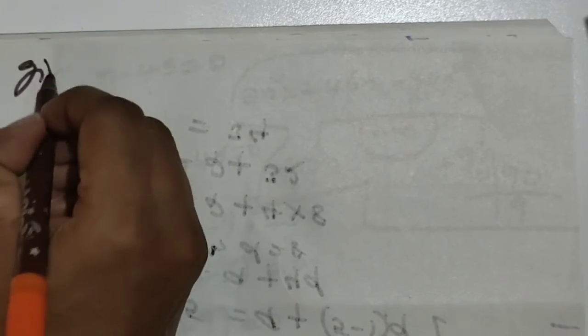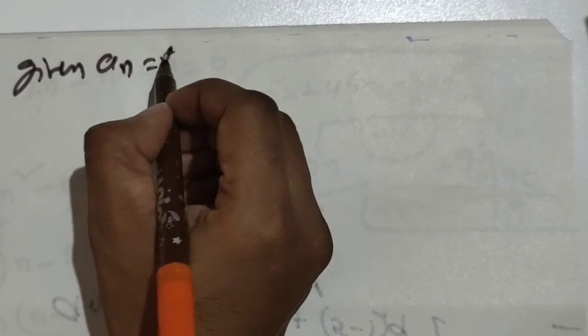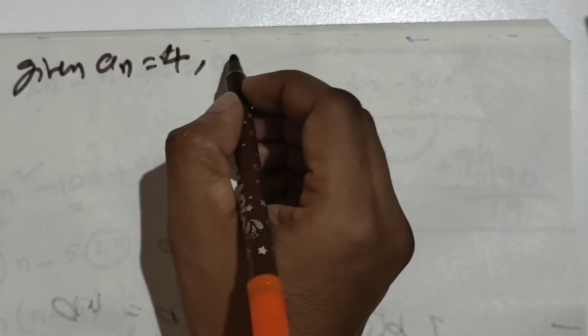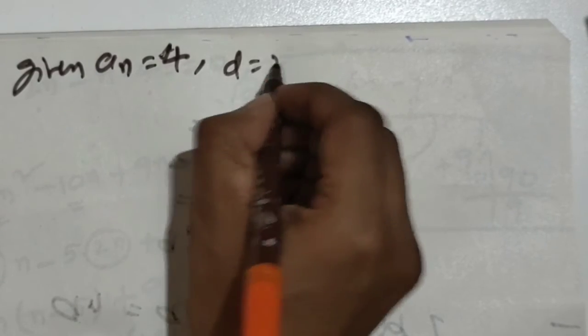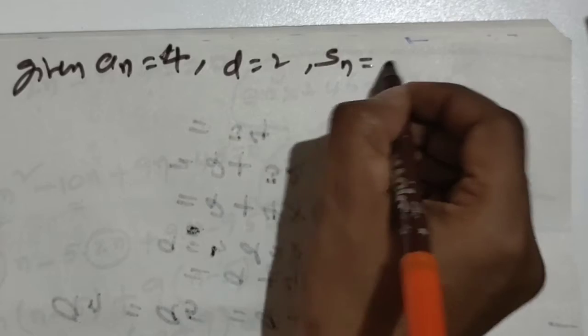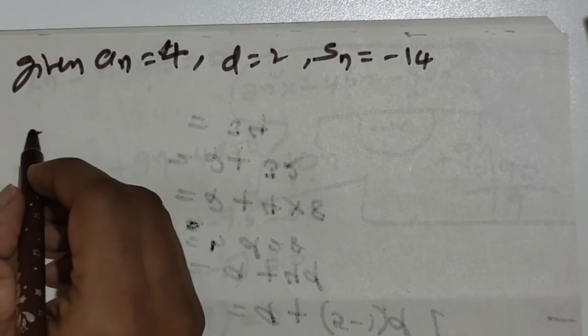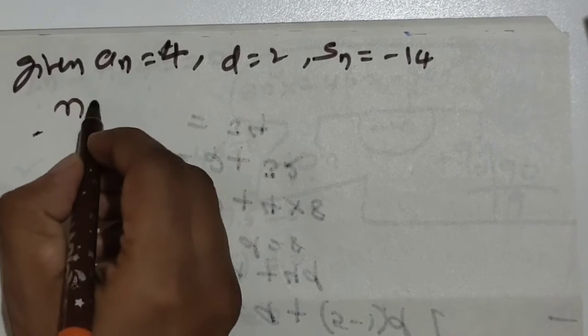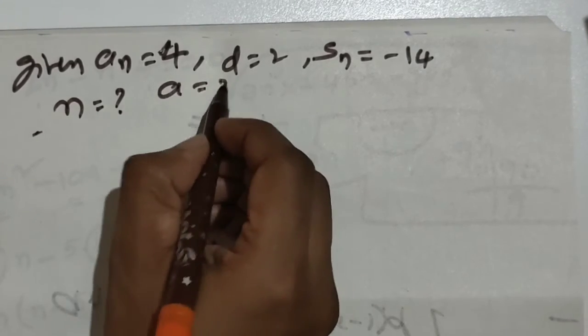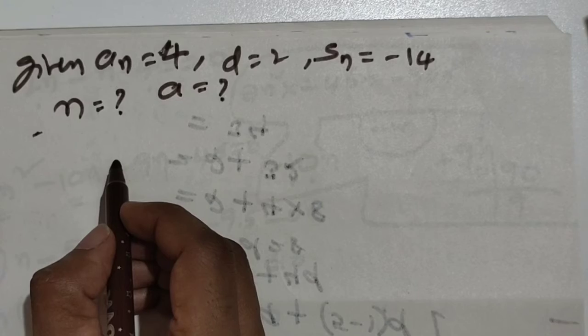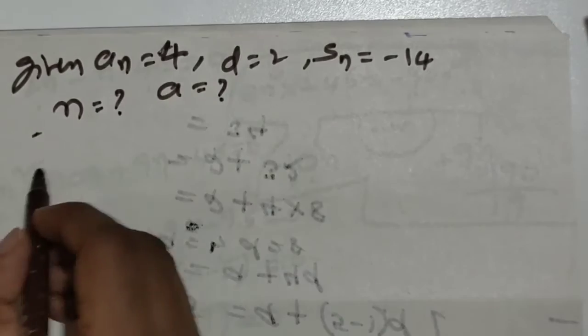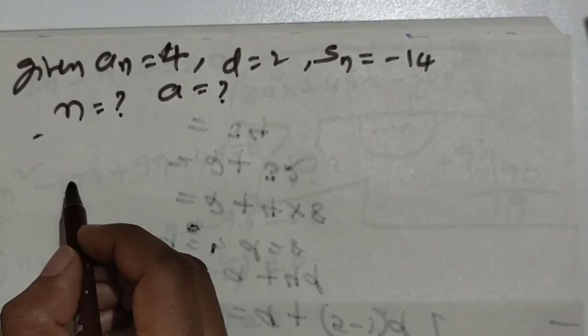Here given an is equal to 4, d is equal to 2, Sn is equal to minus 40. So we have to find n and a. Now again we have to apply our an formula and Sn formula.